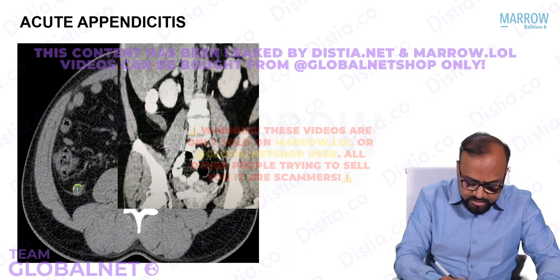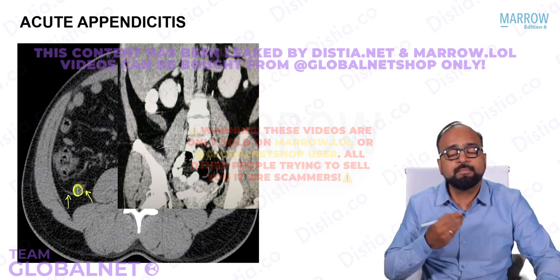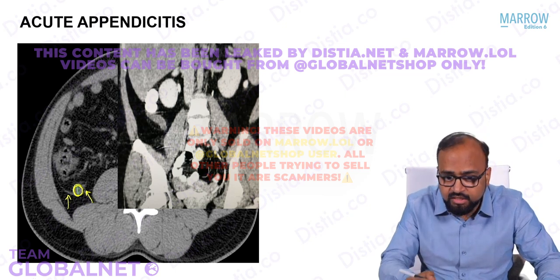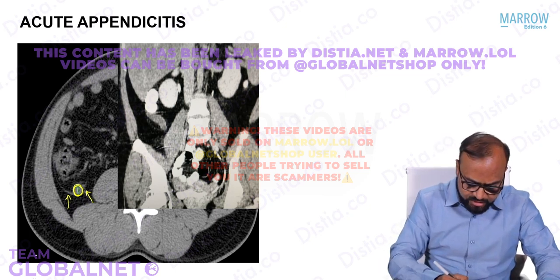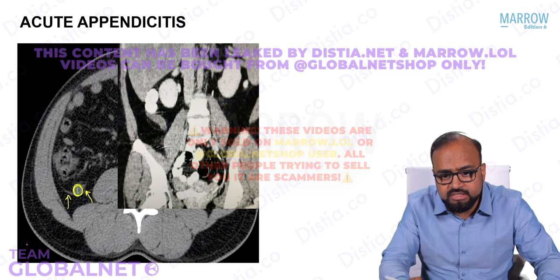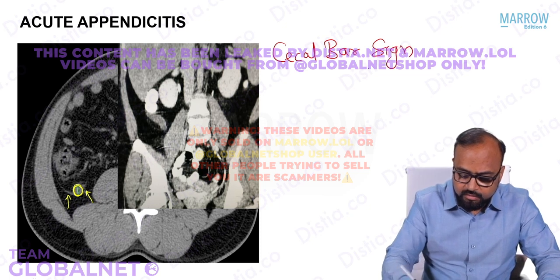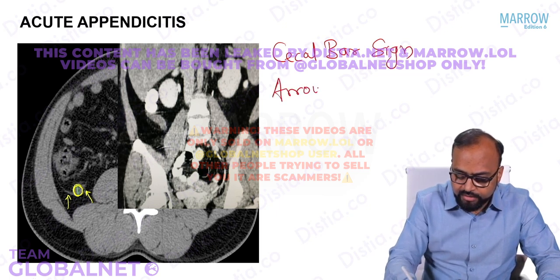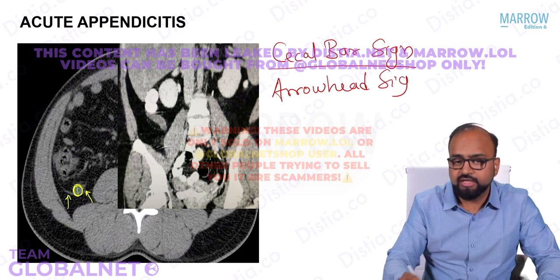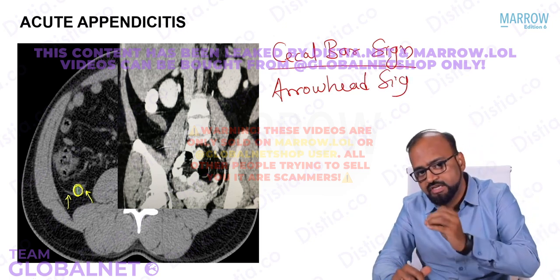So you see that the appendix is prominent here. The diameter is more than 7 to 8 mm. These lines that you see around the appendix are features of inflammation. Periappendiceal fat stranding is seen. There are various signs that have been described in acute appendicitis. These signs are called the cecal bar sign, arrowhead sign. So cecal bar sign is nothing but a layer of edematous cecal base which lies between the appendix and the cecum.